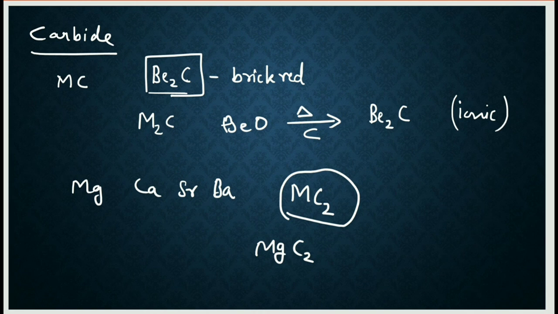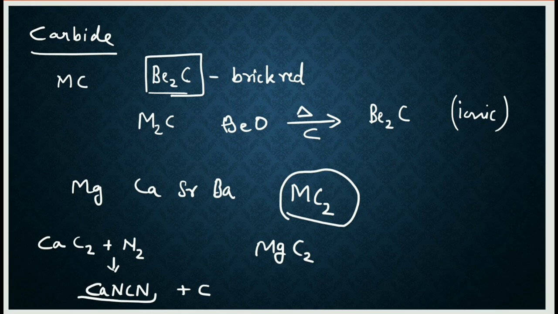And another important point to remember is calcium carbide. So what is the formula of calcium carbide? MC2, that means CaC2. Calcium carbide is heated with nitrogen. So what happened? CaC2 plus N2 will form CaNCN plus C. So CaNCN is what? Calcium cyanamide. So cyanamide is formed.